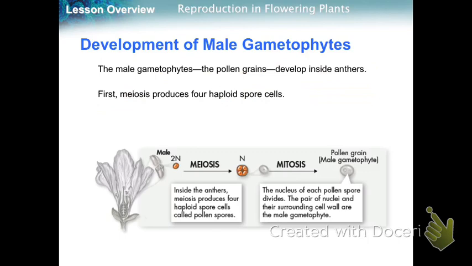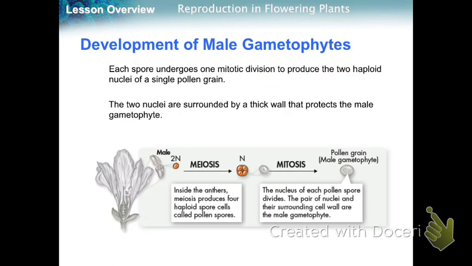So here's how this works. The pollen grains are the male parts, like I said. They develop inside the anthers. And just like all the other male meiosis processes, we get 4 haploid spore cells. Each spore undergoes 1 mitotic division to produce 2 haploid nuclei of a single pollen grain. So each pollen grain has 2 sperm cells. These 2 nuclei are surrounded by a thick wall of protection.